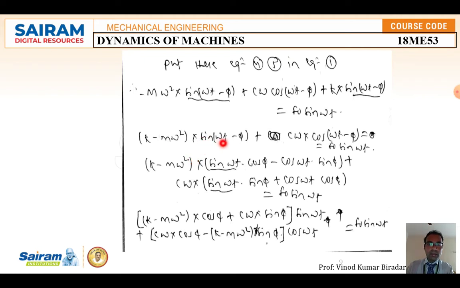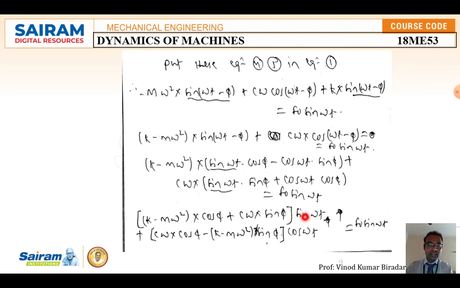To simplify this, we use the sin(a minus b) formula and the cos(a minus b) formula. (k minus m omega squared) X as it is, I am telling you repeatedly, X is the maximum amplitude. Apply sin a cos b minus cos a sin b, plus c omega X with cos(a minus b), which is cos a cos b plus sin a sin b, equal to F0 sin omega t. The next step: sin omega t is common, giving (k minus m omega squared) X cos phi plus c omega X sin phi, multiplying sin omega t.